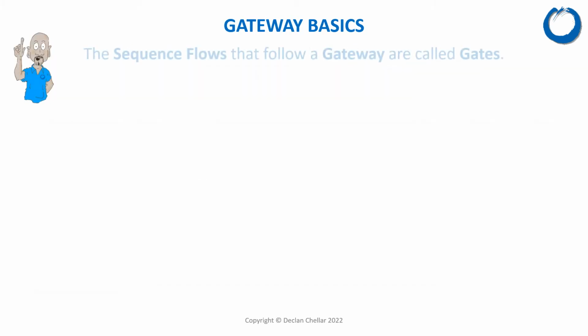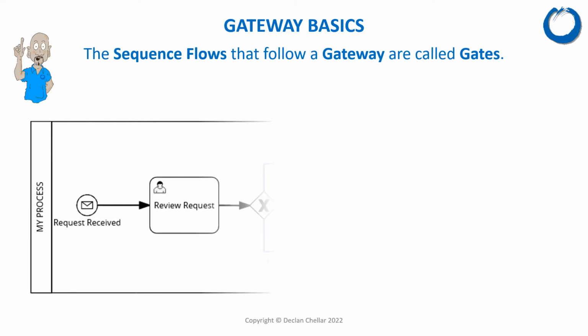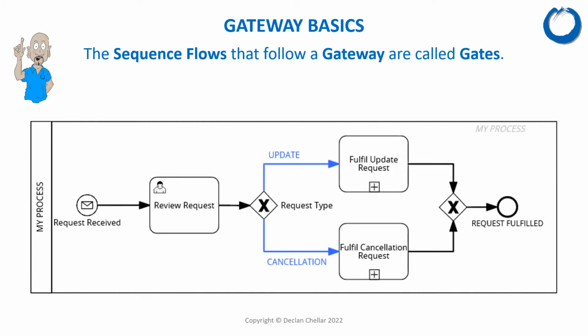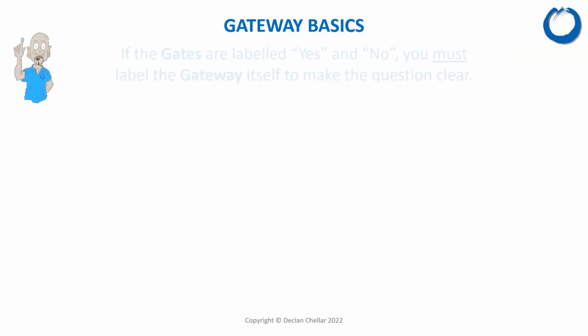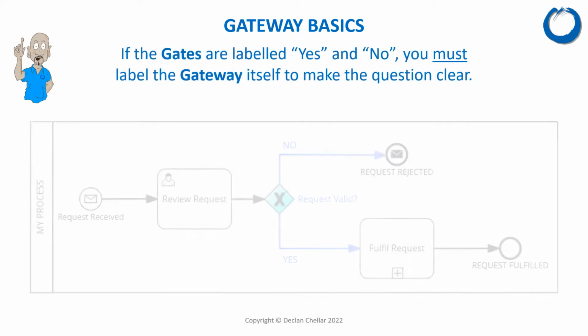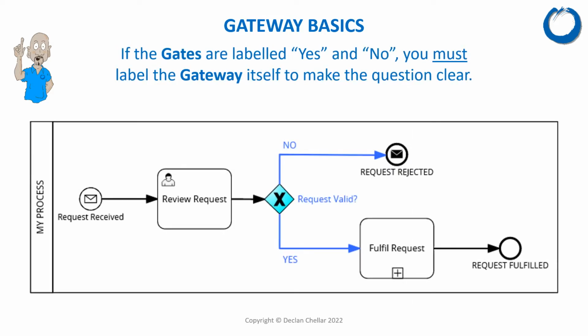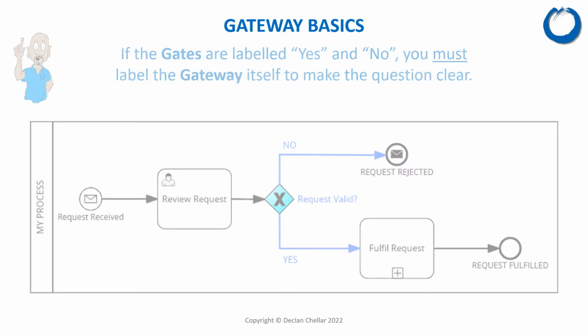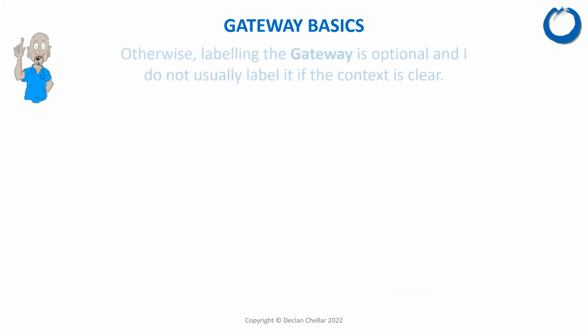The sequence flows that follow a gateway are called gates. If the gates are labelled yes and no, you must label the gateway itself to make the question clear. Otherwise, labelling the gateway is optional, and I do not usually label it if the context is clear.